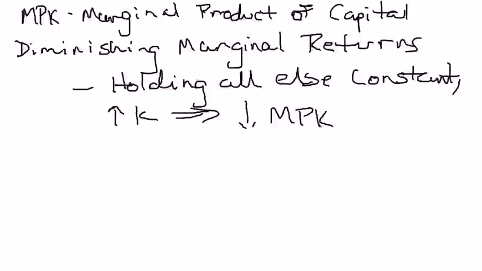Hi everyone. The principle of diminishing marginal returns is an important topic, so I want to say a few more things about it. First, to make things a little bit simpler, we're going to talk about the marginal product of capital, which I'm going to abbreviate capital MPK. And diminishing marginal returns, if you think back to the last video, really says this, if you want to go ahead and put it in words. Holding all else constant, increases in the capital stock lead to a decrease in the marginal product of capital.